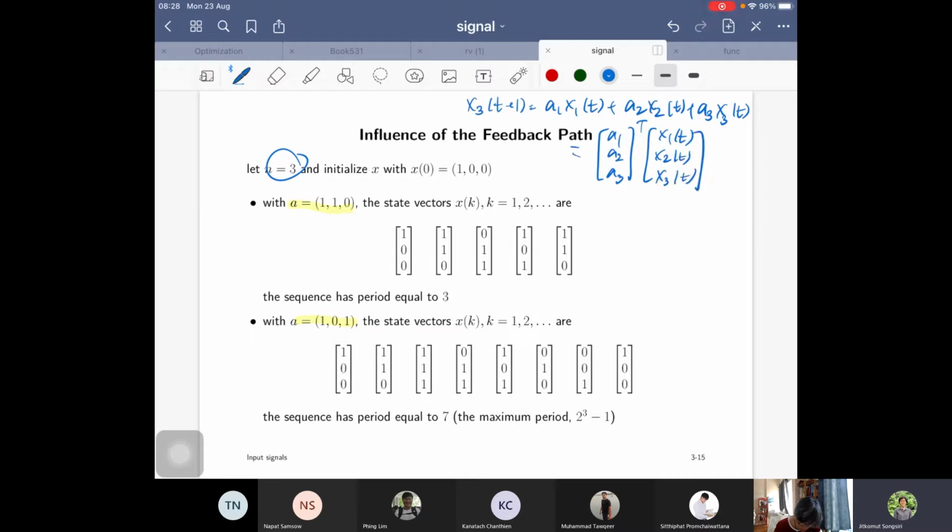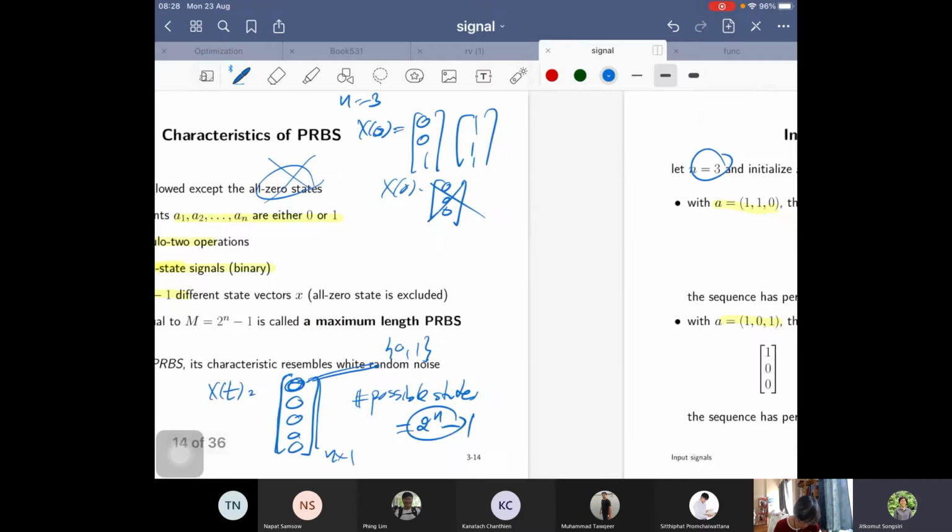Except that when you make a summation here, it's going to be modulo 2. Remember that the rest of the equation is like this.